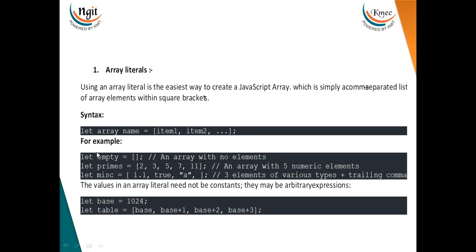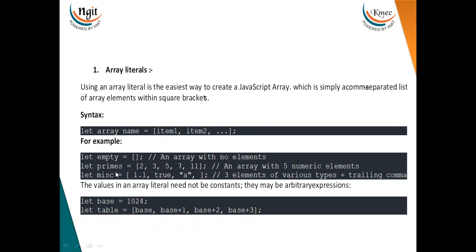So here, for example, let empty equals to square brackets. In this way also we can create an array. The name of the array is empty, and it has no elements as of now. We can add elements to the empty array also using the push method. That we'll be seeing in the next slides.